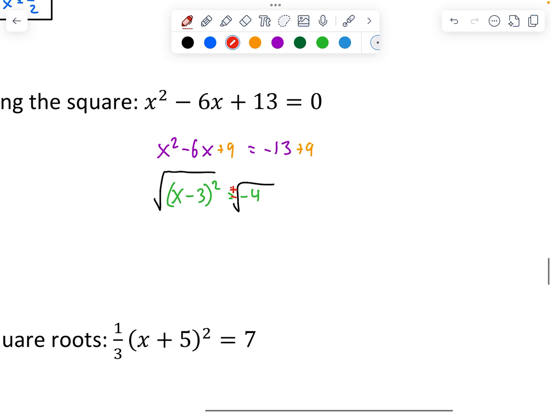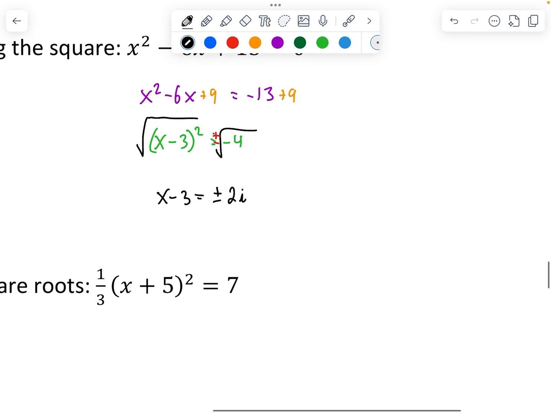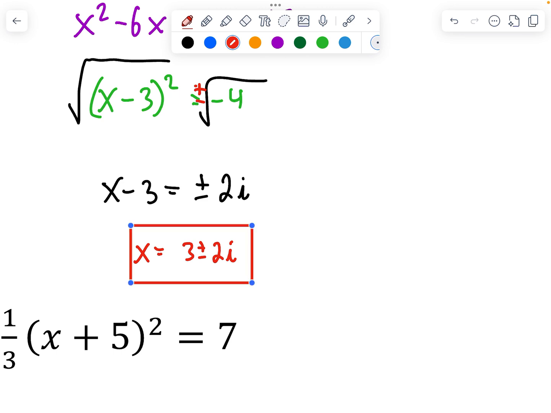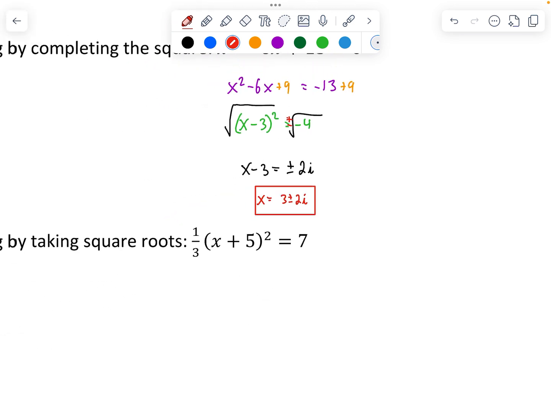And then you get x minus 3 equals plus or minus. Now the square root of 4 is 2. So the square root of negative 4 is 2i. And now you can add 3 to both sides, and you get x equals 3 plus or minus 2i. That's how you write that. Can't actually do anything with it, so not too bad.